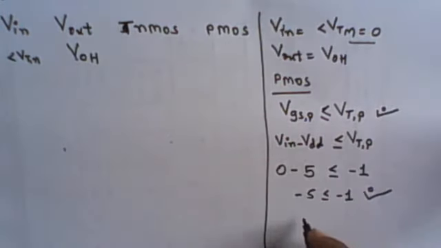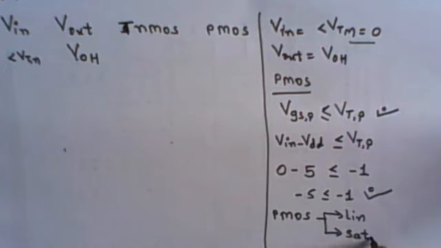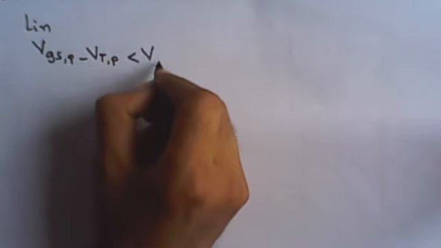That means the P MOSFET operates in either linear or saturation. It is in the conducting state. Now we have to identify whether it operates in linear or saturation. For the linear region, we know that whenever VGS of P minus VT of P is less than VDS of P, then it is operating in the linear region.